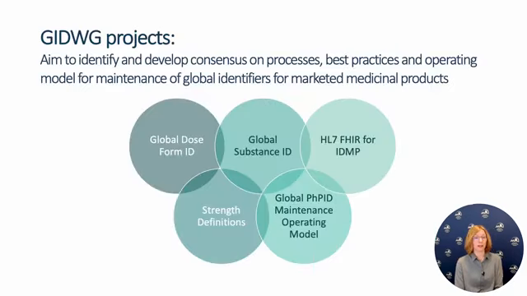To ensure that we in GIDIWIG would reach our goals to identify and develop consensus on processes, best practices, and operating model for the maintenance of global identifiers for marketed medicinal products, 5 different projects have been running to develop and verify the process and the business rules for global PhPID. The 5 projects are for the different parts of the PhPID, so for the global dose form identification, the global substance identification, strength definitions, the global PhPID maintenance operating model, and also an HL7 FHIR for IDMP.